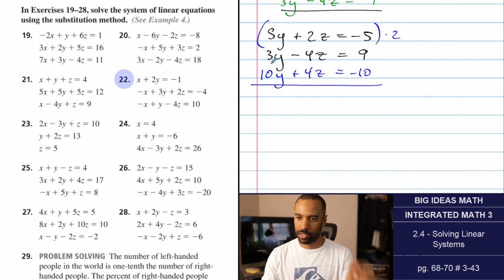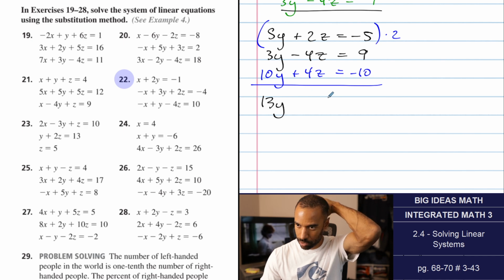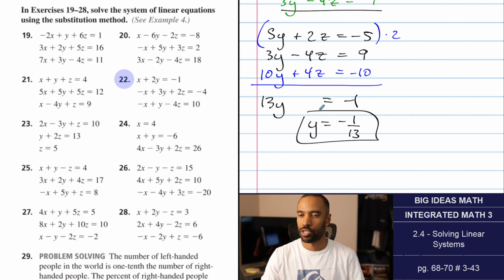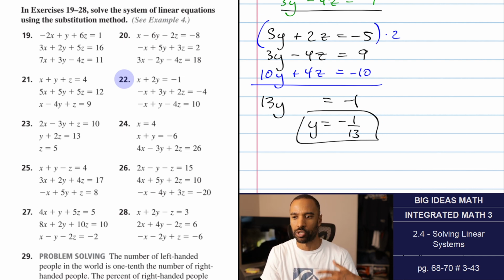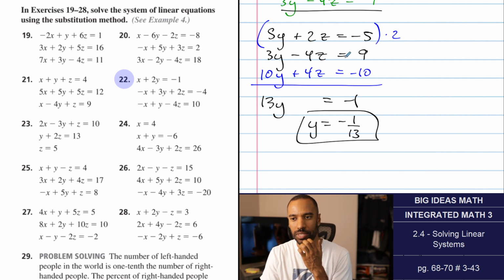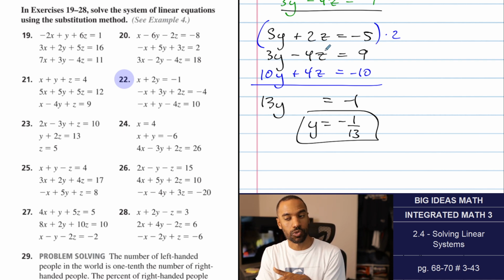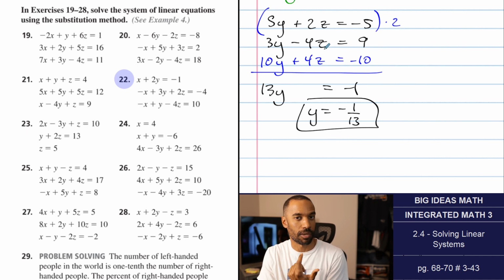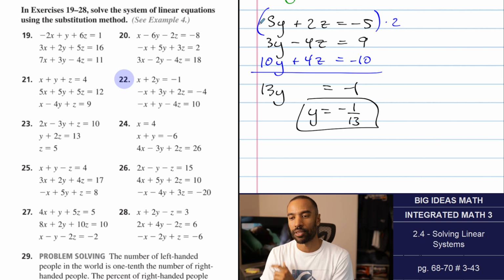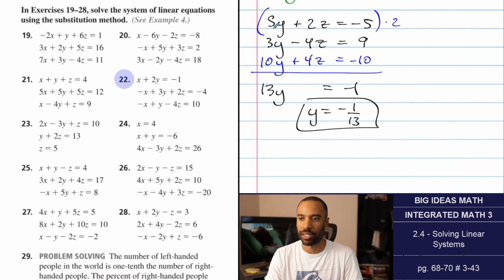And now I'm going to get 13y equals negative 1. So y is negative 1/13. Assuming all went well, that would be that portion of the solution there, right? So negative 1/13 is y. Now I'm going to use that. When I said I'd get fractions with substitution, that didn't guarantee you'd get fraction answers. This was a fraction answer regardless. Now that I got negative 1/13 for y, let's plug it in and solve for z.